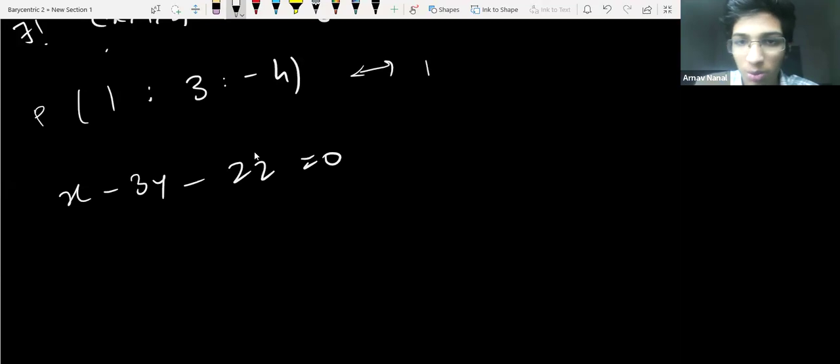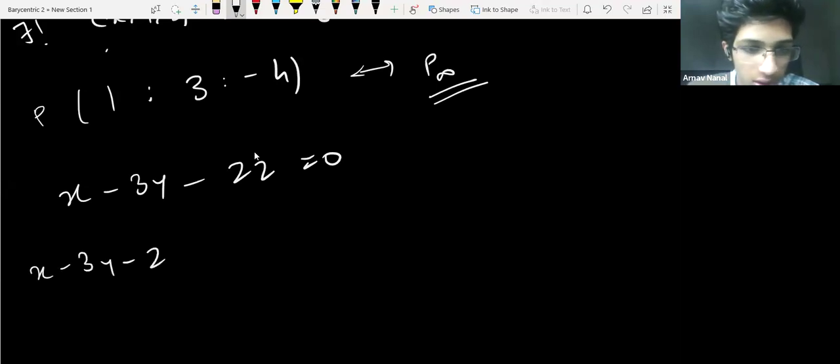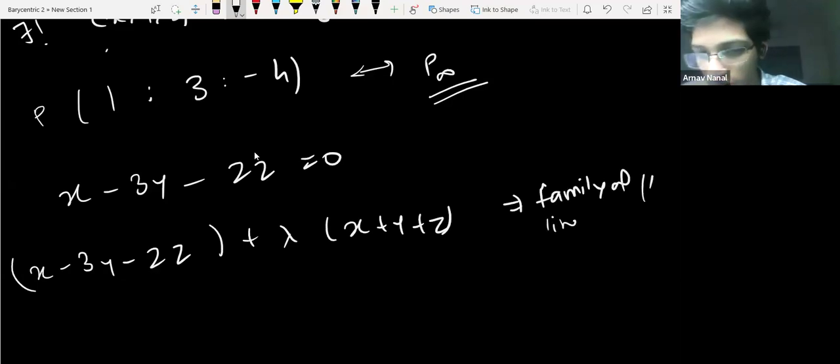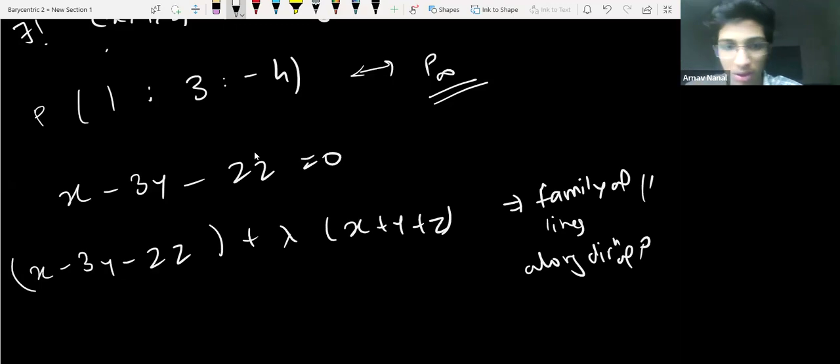So this point P is some point at infinity, and the family of lines which pass through this point at infinity along this line can be given by x minus 3y minus 2z plus lambda times (x plus y plus z). These are the family of parallel lines specifically along the direction of P. Is that clear? Should I repeat or is that clear?